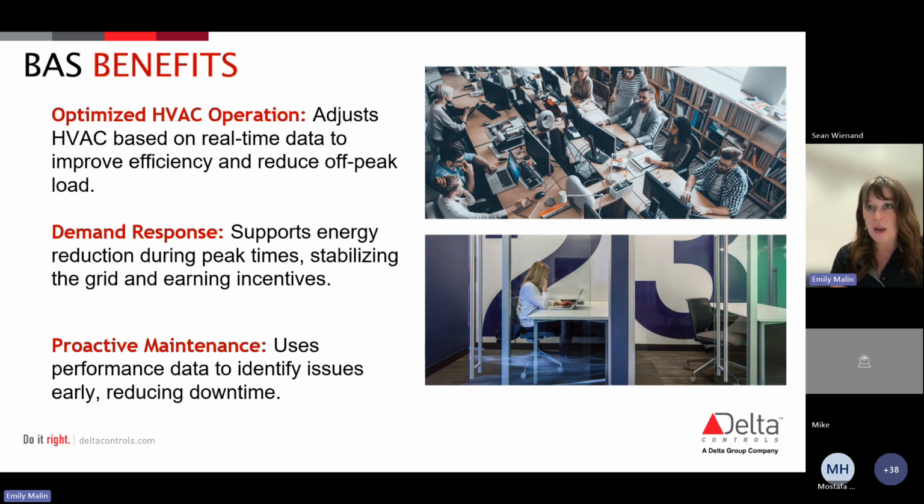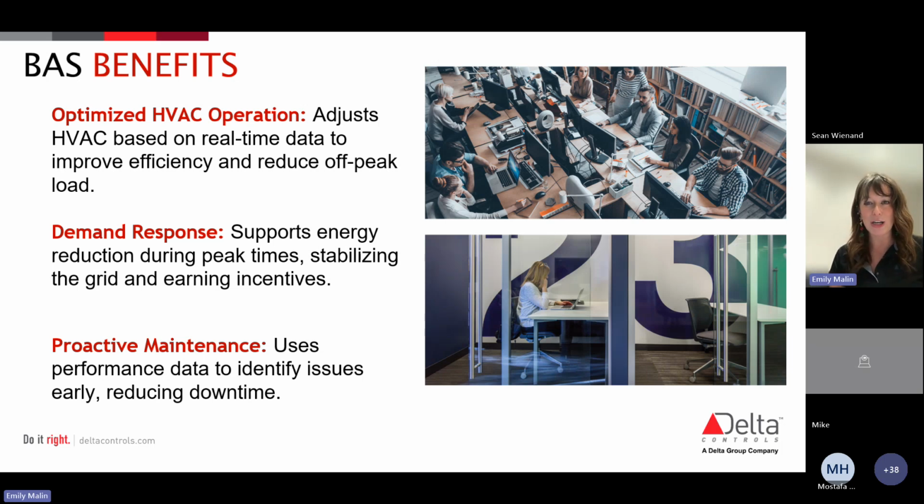So this is really big when we start to talk about stabilizing our grid and earning back some of those incentives. If you have a building automation system that is readily capable of adjusting based on your occupancy or based on what load you're actually needing in each different room, you're going to see a lot of benefits that come from that. And again, it's actually pretty cool.